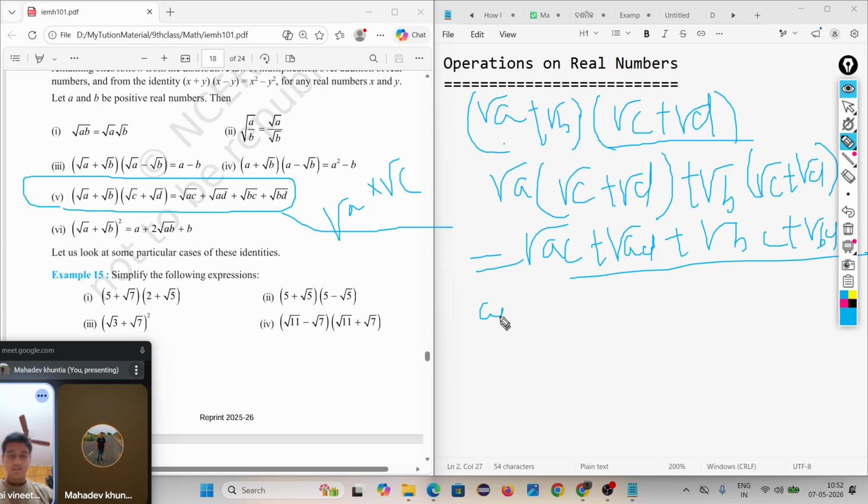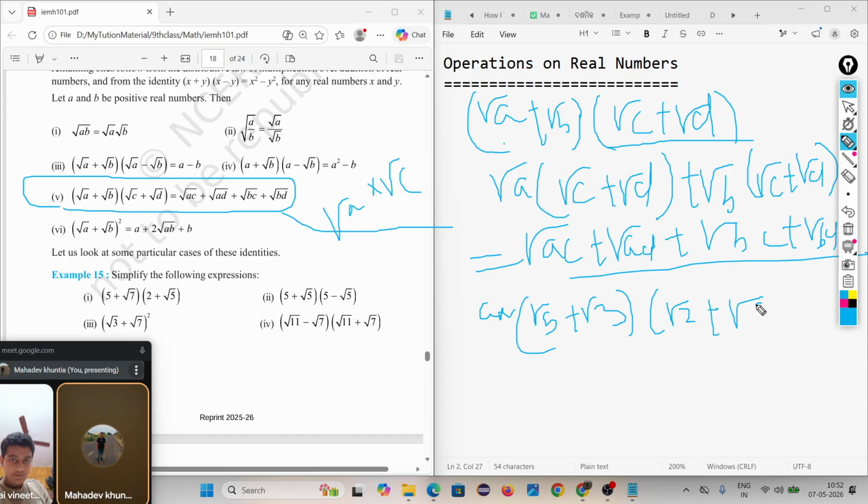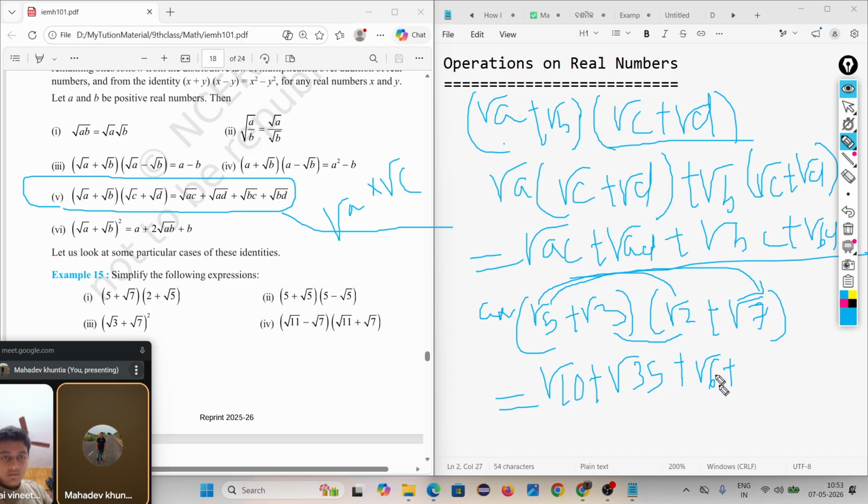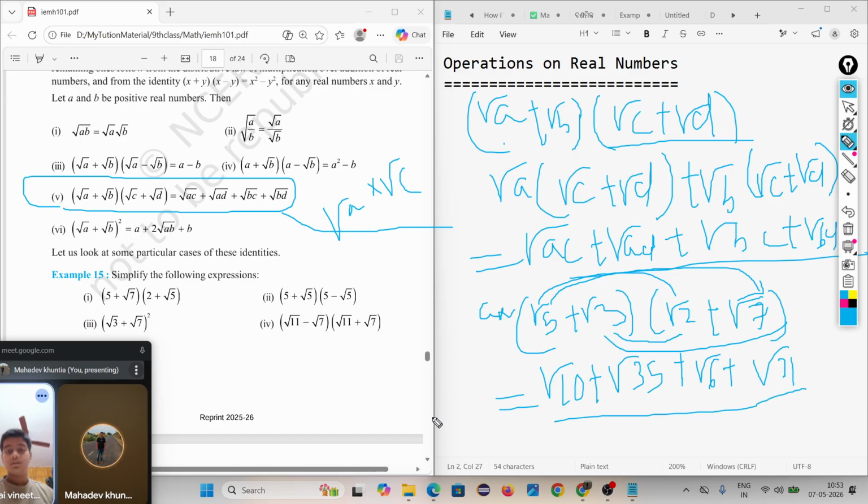The example is like this: root 5 plus root 3 into root 2 plus root 7. How much is your answer? 5 into 2, A into C, root 10. Plus A into D, root 35. Then B into C, root 6, plus B into D, root 21. This is your answer.